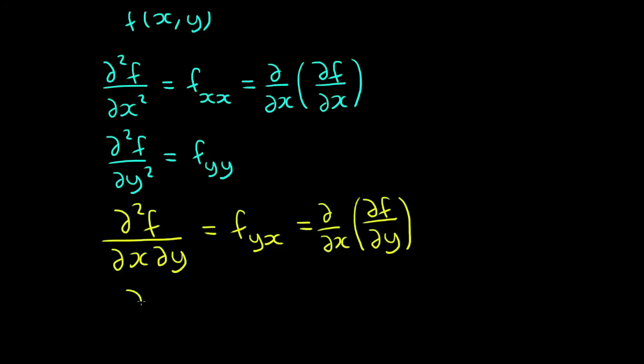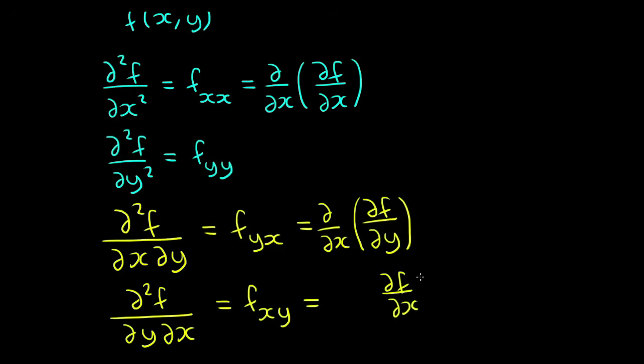And similarly, we may have the second partial derivative of f with respect to y and x. So in this case, the shorthand notation is f xy. So we first differentiate with respect to x. So we have df dx. And then differentiate this with respect to y.